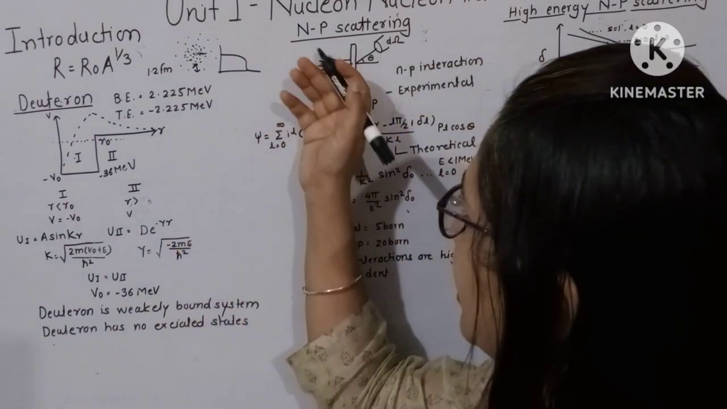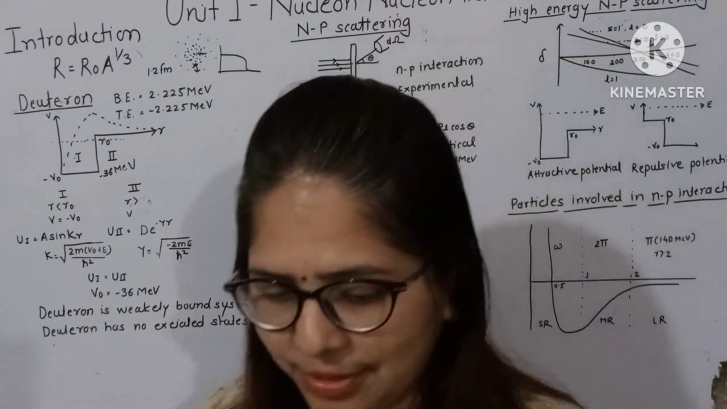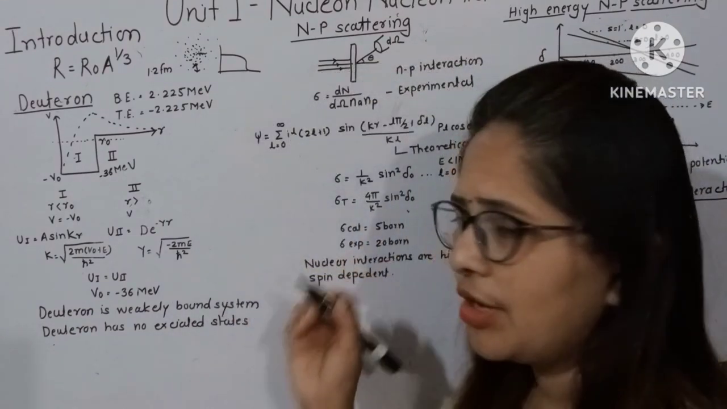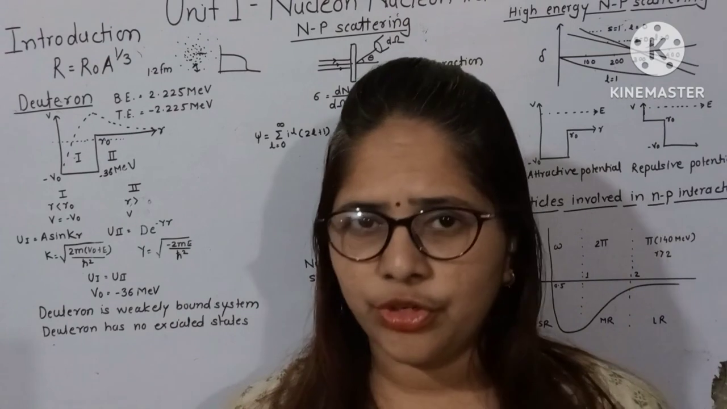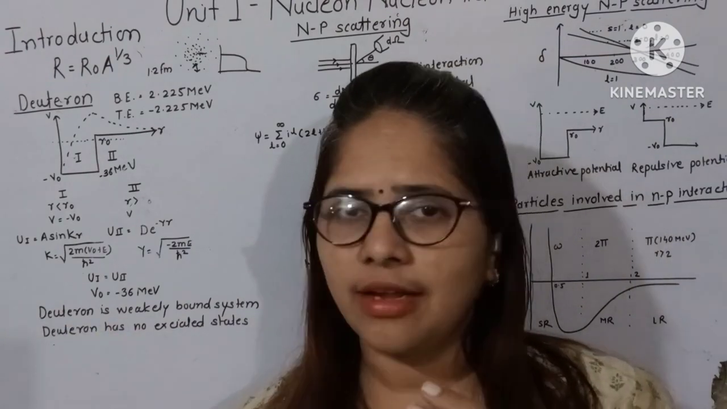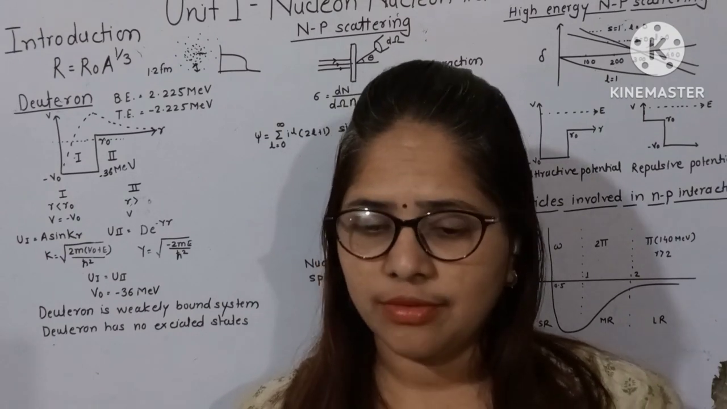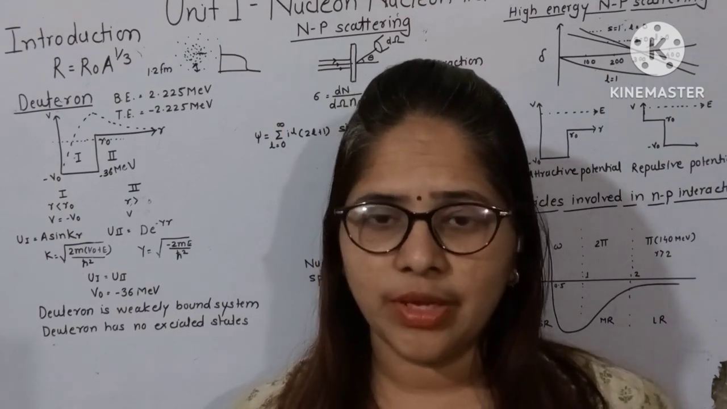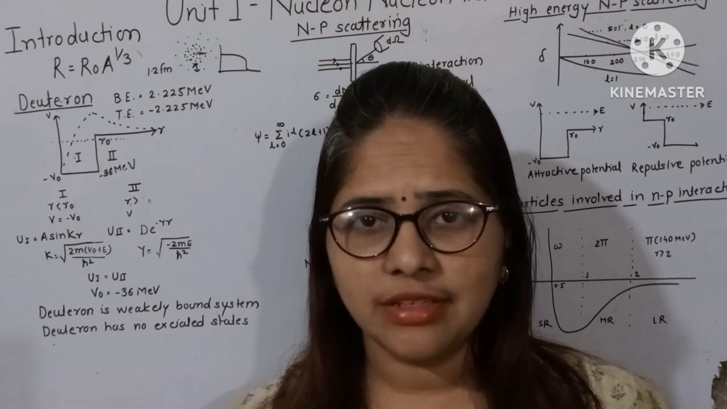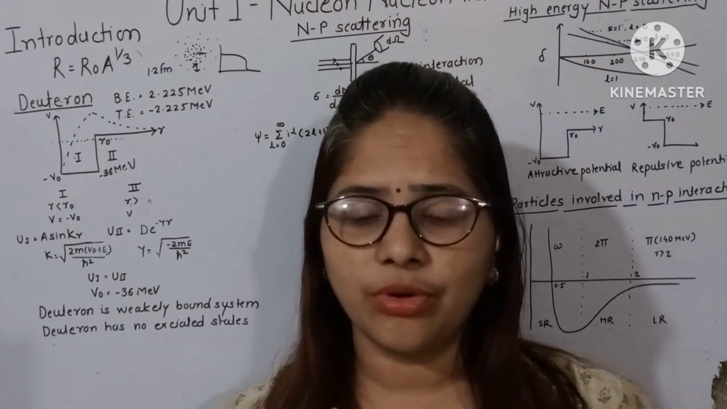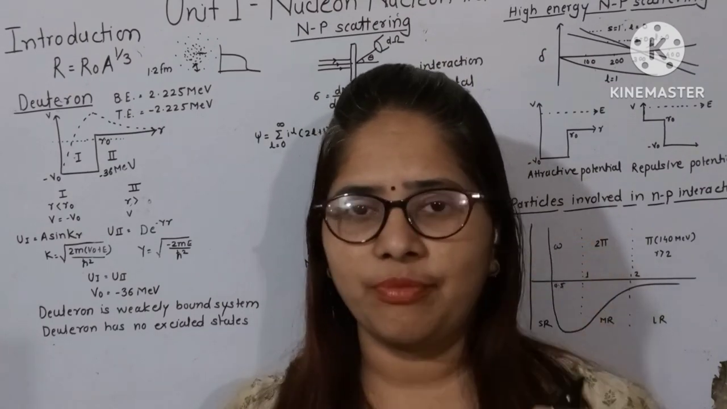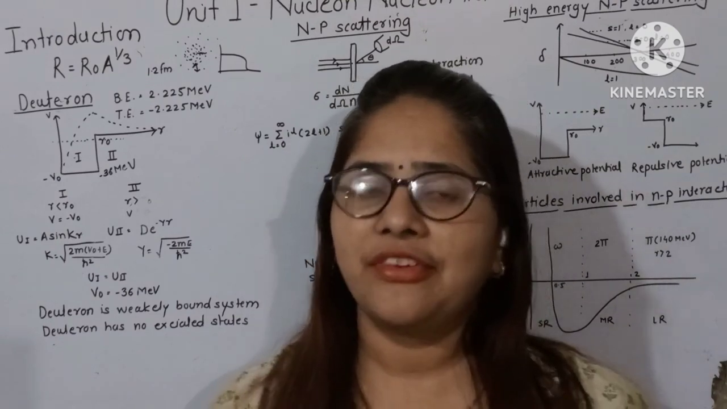Then we have seen the NP scattering. Now suppose you have taken a proton or a neutron as a target particle, and another neutron or proton is coming in with high kinetic energy. Okay, so they will interact with the rest proton or the neutron, and they will get scattered from that. So this is called a scattering experiment.